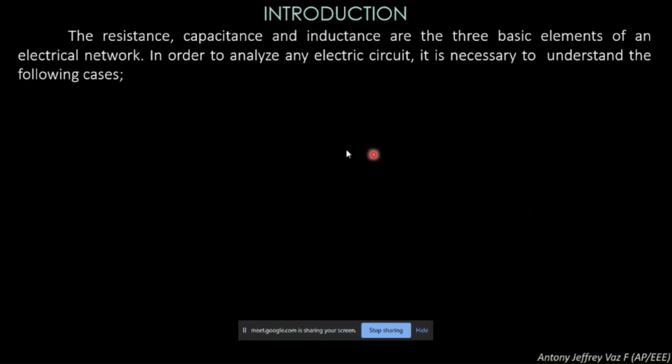First, the resistance, capacitance, and inductance are the three basic elements of an electrical network. In order to analyze any electric circuit, it is necessary to understand the following cases. So, if you take a power system or an electronic circuit or any systems which are operating through electrical or electronic means, the three basic elements are resistance, capacitance, and inductance. We are having only these three elements as basic elements.